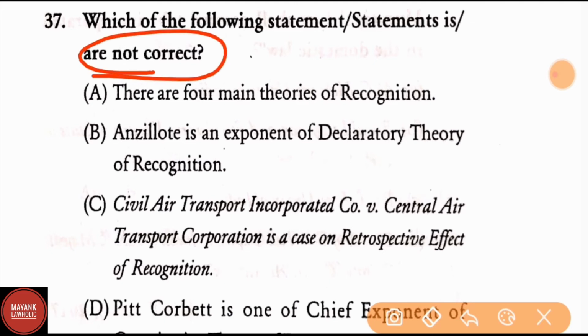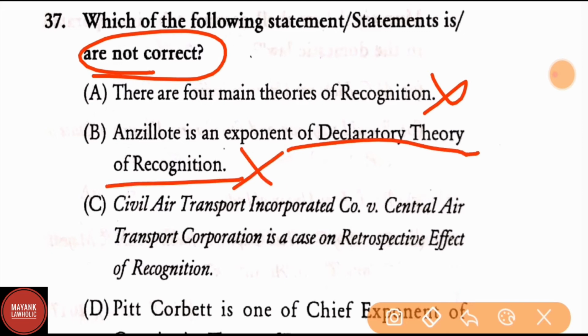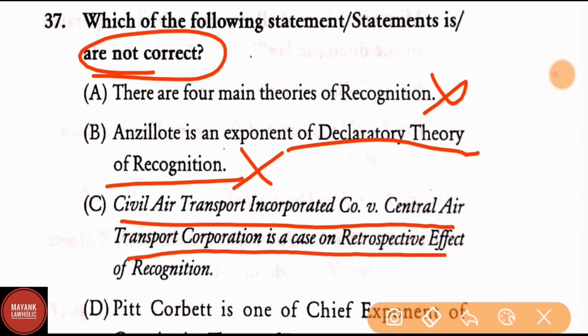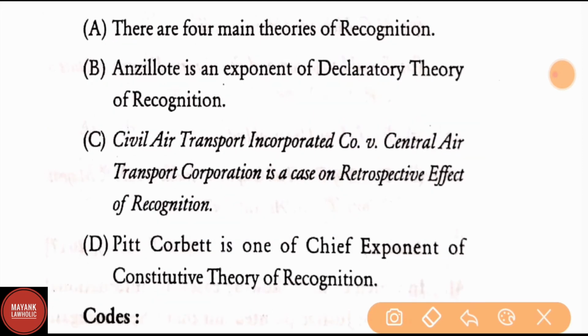A. There are four main theories of recognition. No. B. Oppenheim is an exponent of the declaratory theory of recognition. No. C. Civil Air Transport Incorporated Company versus Central Air Transport Corporation is a case on retrospective effect of recognition. True. D. Pitt Cobbett is one of the chief exponents of the constitutive theory of recognition.